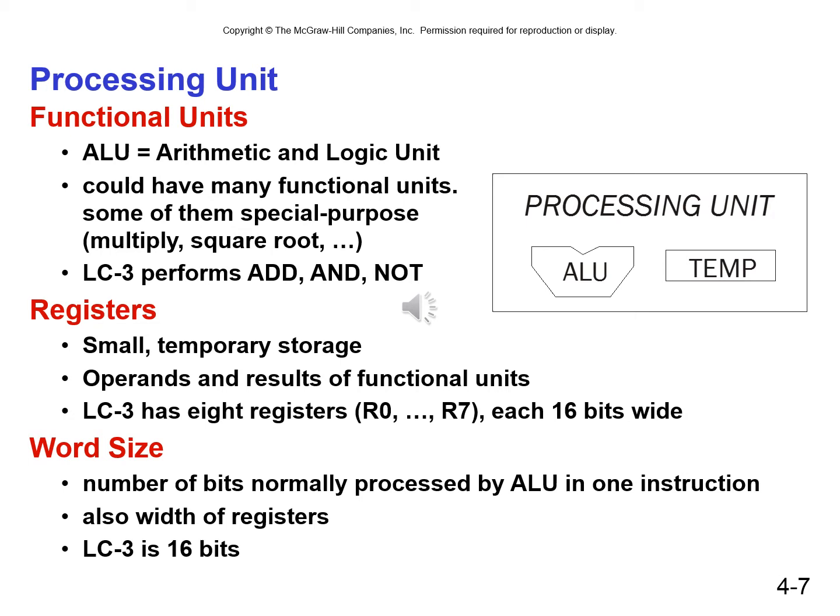If it has 8 registers, how do you think each register is addressed? What is the address of the first register and the last register? And how is that designated? Well, we're in a binary system, so we've got R0 through R7. We've got 3 bits, 000 through 111. The word size, which is the number of bits normally processed by the arithmetic logic unit in one instruction, is also the width of the register, 16 bits.